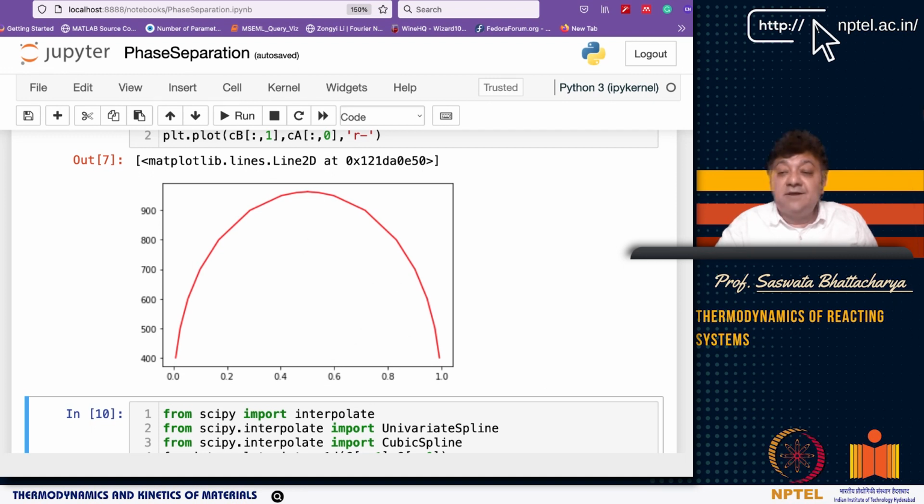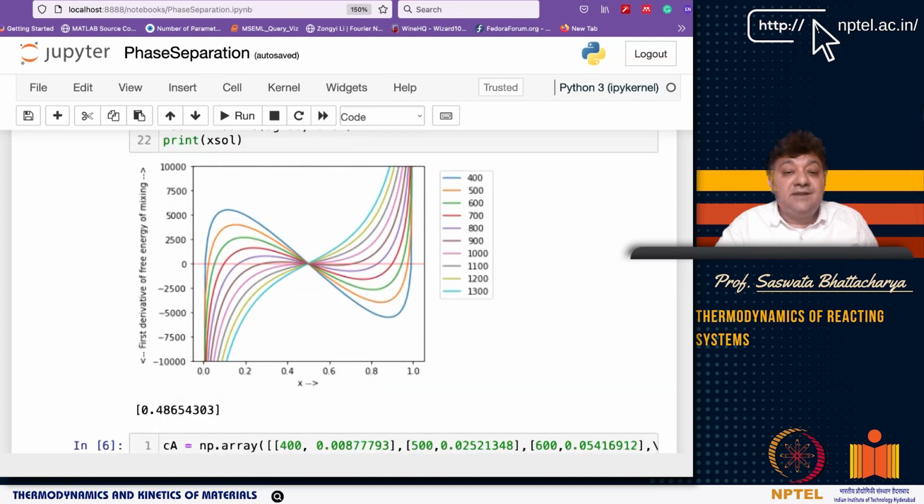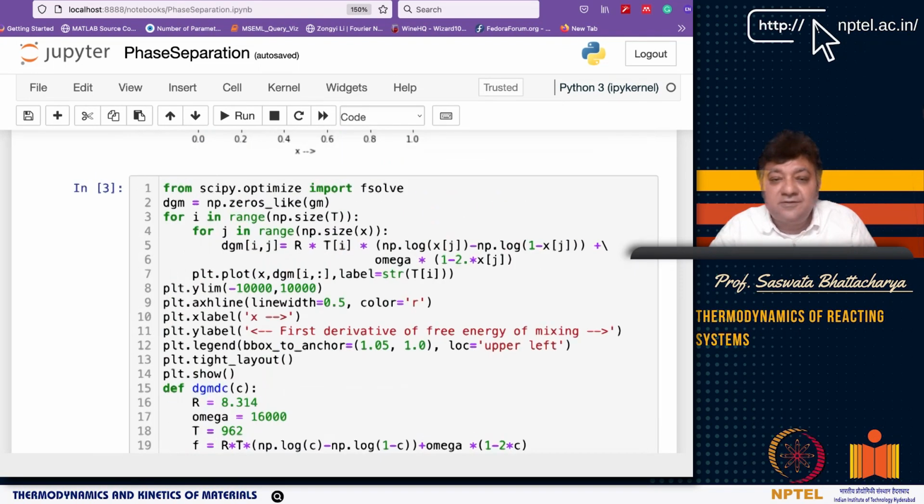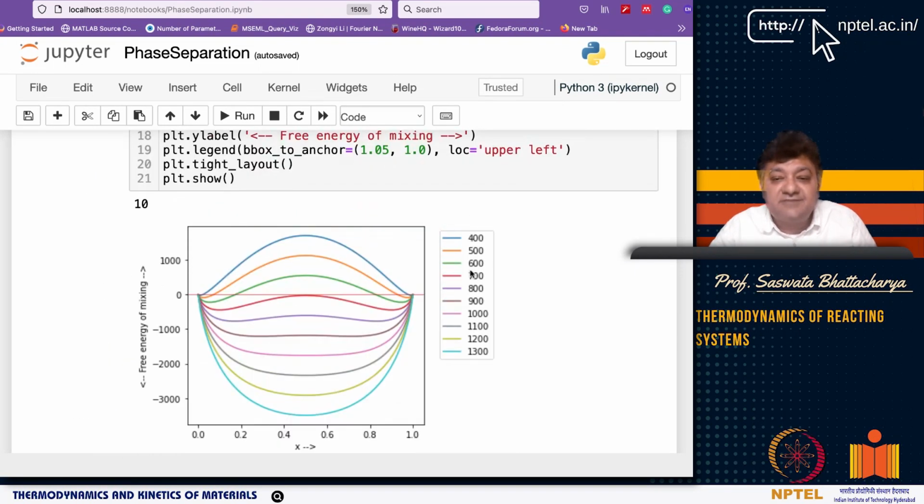So how do we obtain this phase diagram? By calculating these points. Because it's a single free energy curve, mu A alpha equals mu A beta, or mu B alpha equals mu B beta, in this case translates to finding the minima and the maxima of these curves, del Gm del x equal to 0, for different Gm at different temperatures. So this is Gm at 400 and this is Gm at 1300.